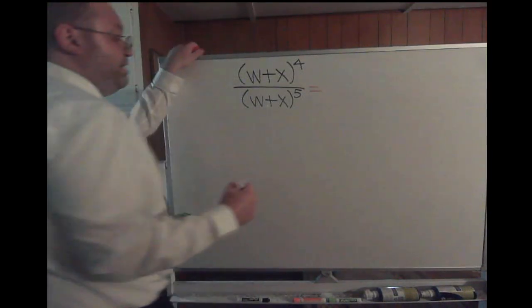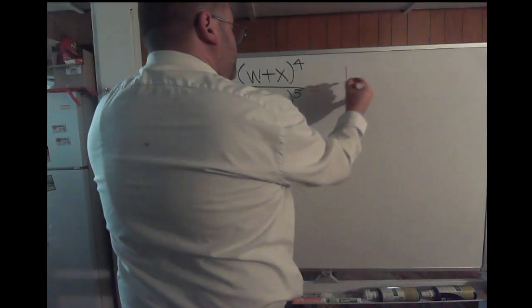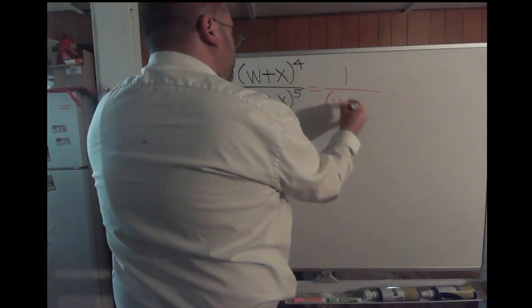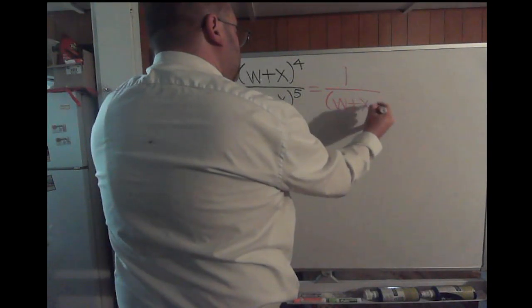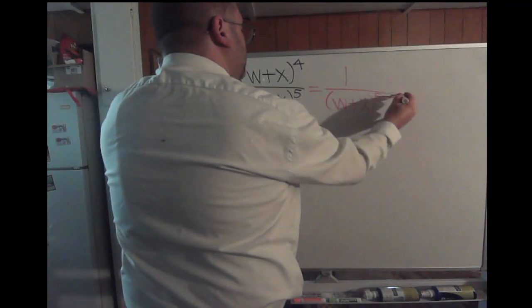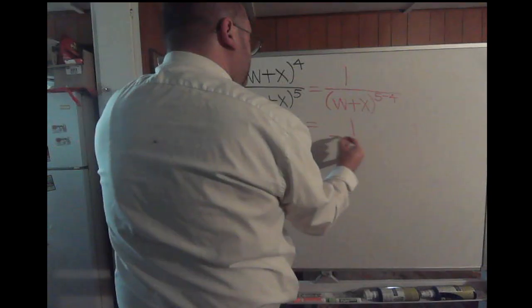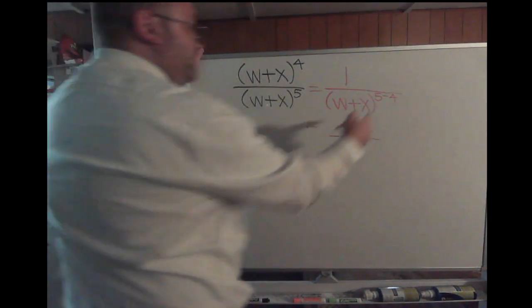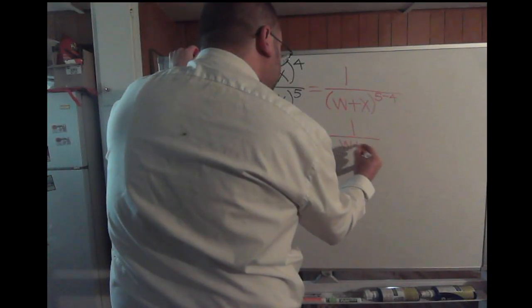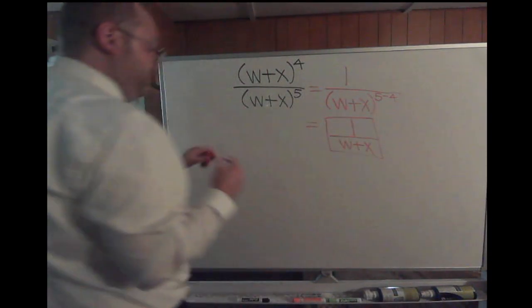In this case, the power of the denominator is bigger than that of the numerator, so you're going to have 1 as your numerator. Then you'll have your base of w plus x. You'll take that to the 5 minus 4 power in the denominator, which, we simplify this, you'll have 1 in the numerator, but w plus x to the 5 minus 4, that's w plus x to the first, or simply w plus x. So the answer you should get is 1 over w plus x.